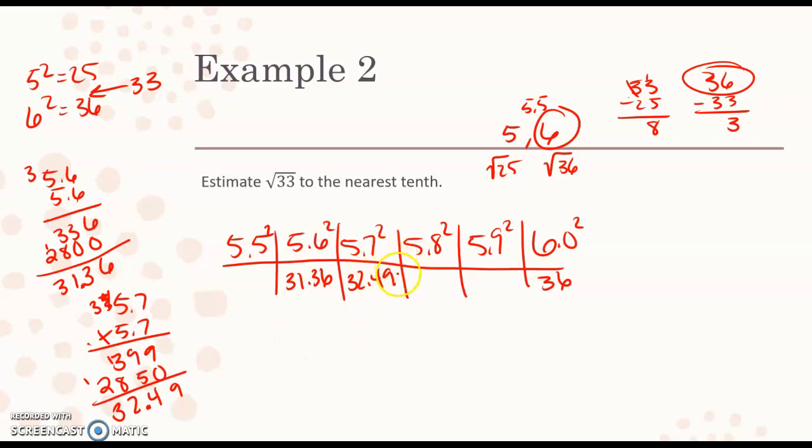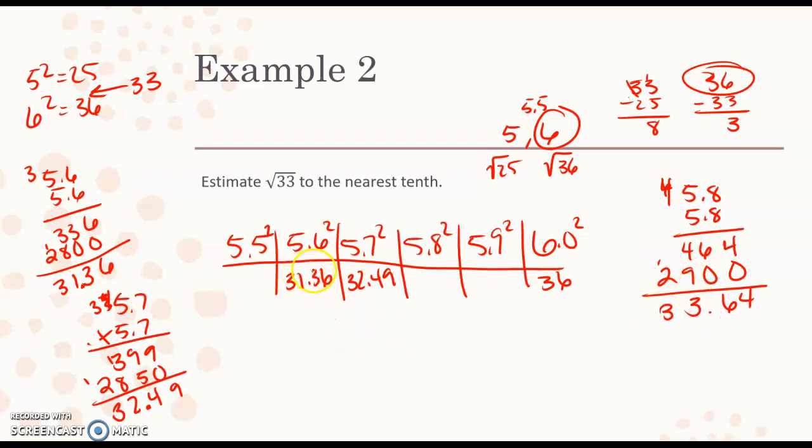My guess is 5.8 is going to be bigger than the 33 that we're looking for. So we have 5.8 times 5.8. 8 times 8 is 64. 8 times 5 is 40, plus 6 is 46. 5 times 8 is 40. 5 times 5 is 25, 26, 27, 28, 29. So then we have 4, 6, 9 plus 4 is 13. And here we have 33.64.